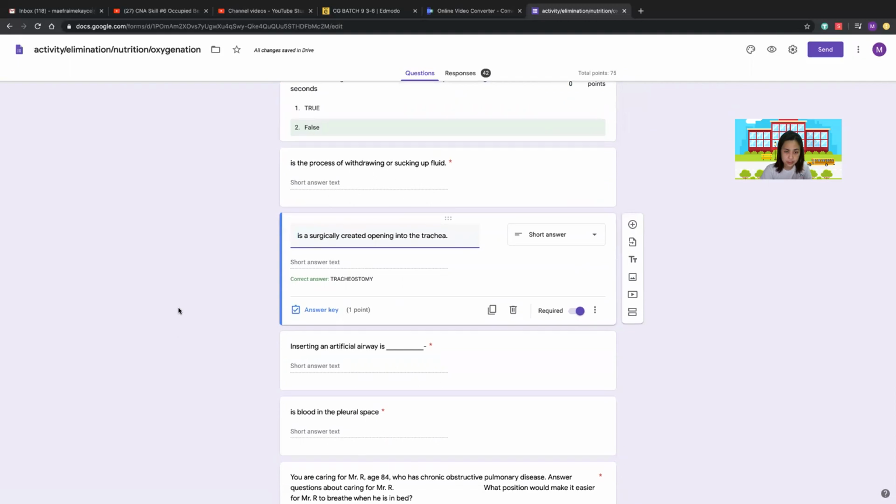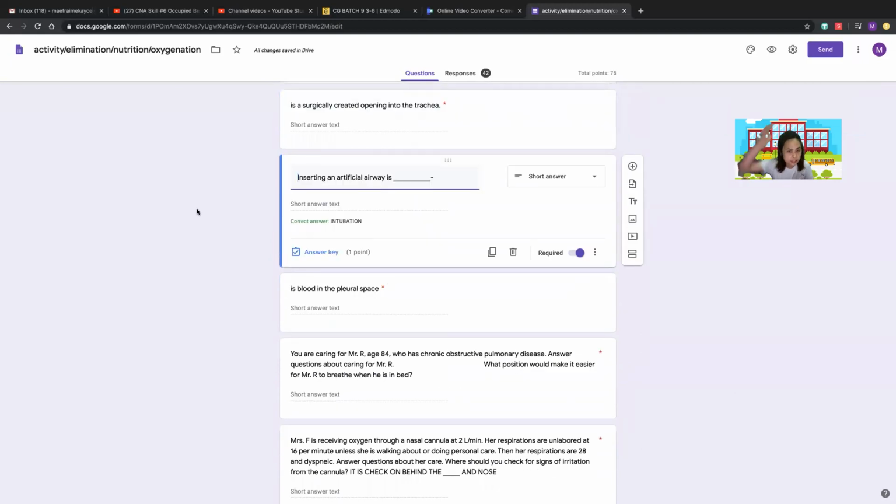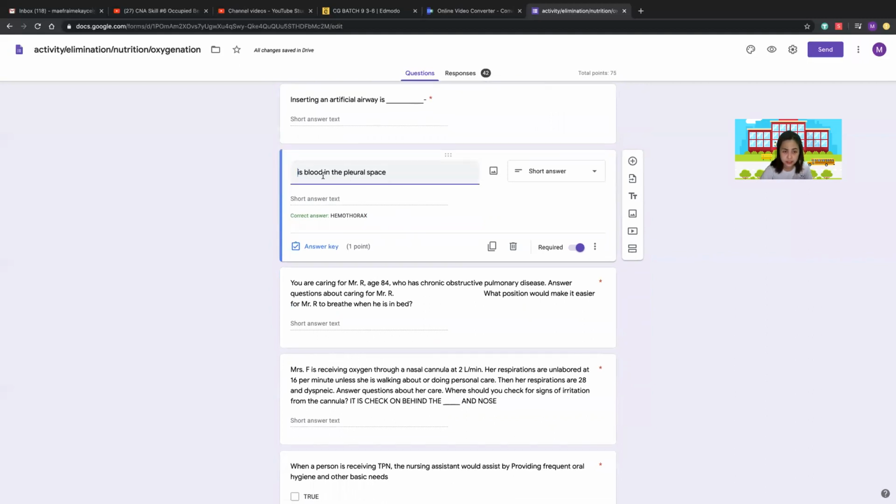A surgically created opening to the trachea is a tracheostomy. Inserting an artificial airway is called intubation. Blood in the pleural space is hemothorax. Air in the pleural space is pneumothorax.